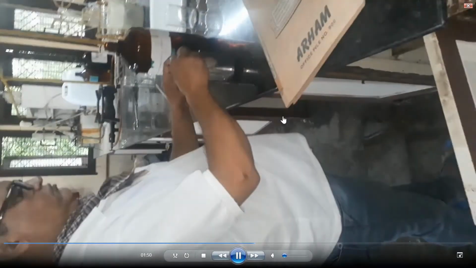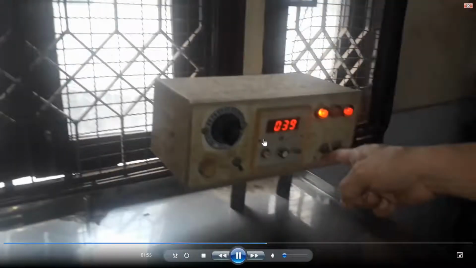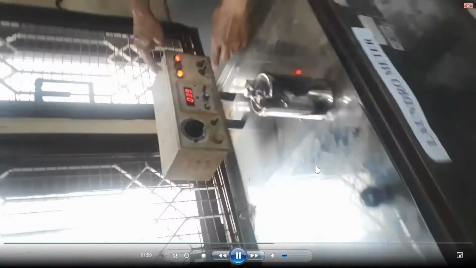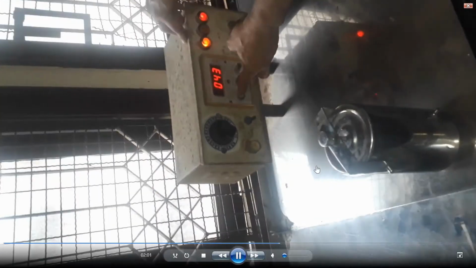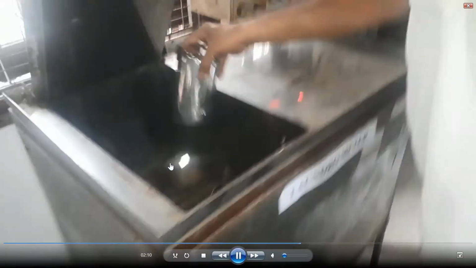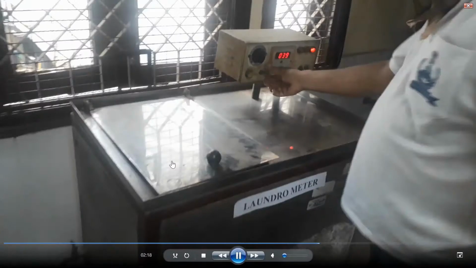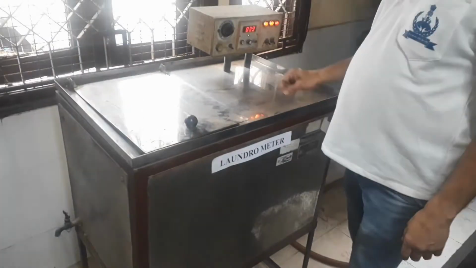This is the soap solution. Now the sample is also kept over there, and we close it. And we set the temperature. Which temperature? They are setting 40 degrees centigrade. Maybe 40 or 60, that depends. Oh, 40 degrees, they have set 40 degrees. Now they place this, and it will rotate for a certain time. Sometimes it rotates for 40 minutes, sometimes 30 minutes, sometimes 1 hour. Now it will run.